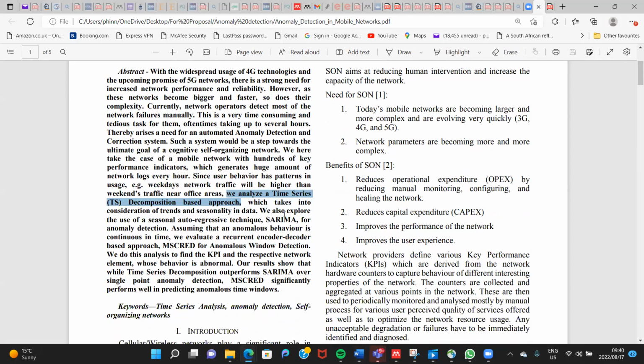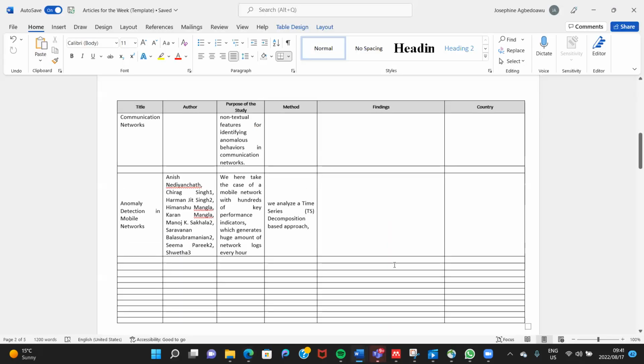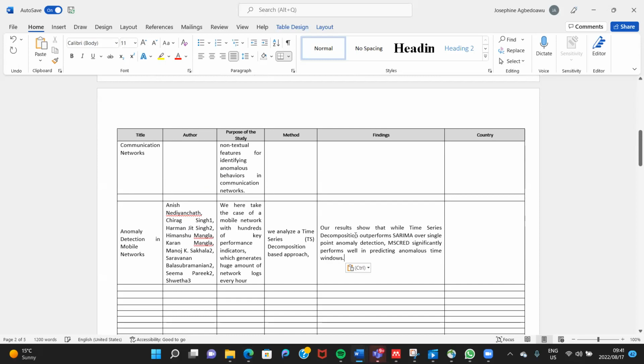Okay, so what did they find? We explore the continuous, assuming the anomalies, and so on. Then he says, we do the analysis to find, have you seen it? The KPIs and the respective elements whose behavior is abnormal. Our results show, have you seen it? Our results show that, well, so let's copy from that. Our results show that, all right, up to Windows. So that's the findings.